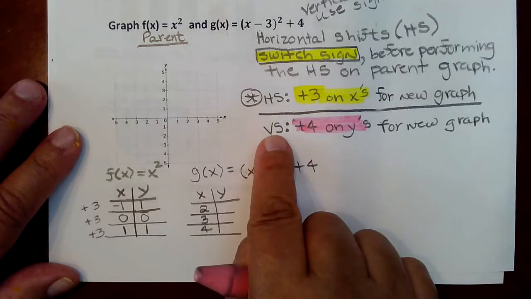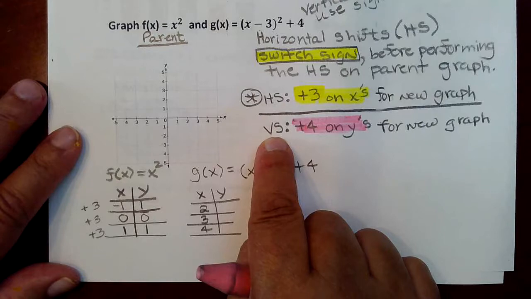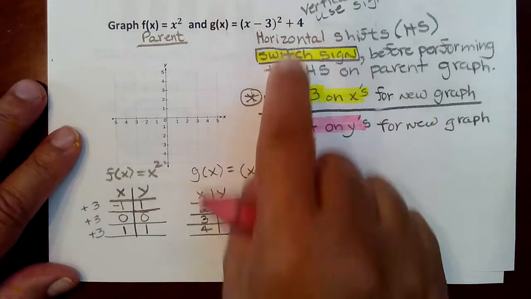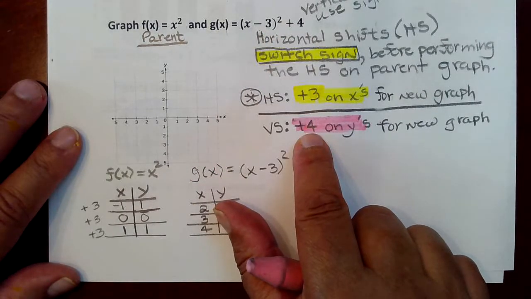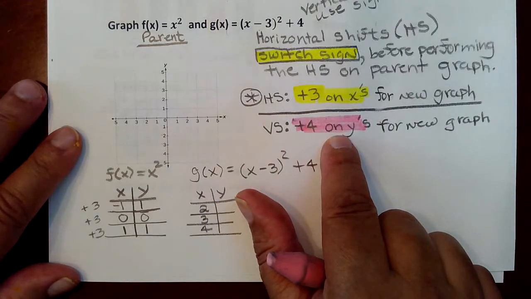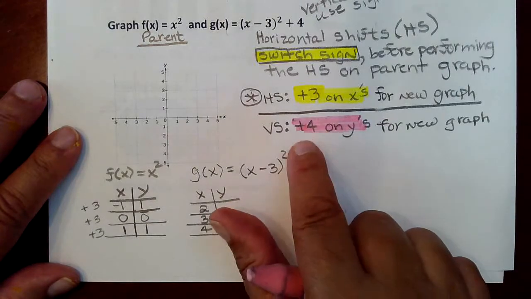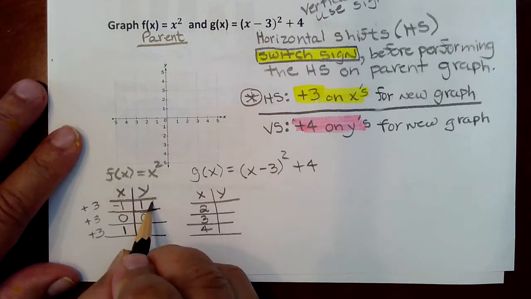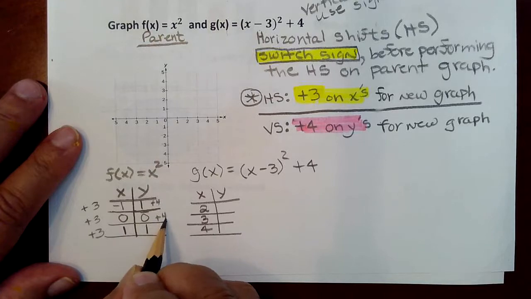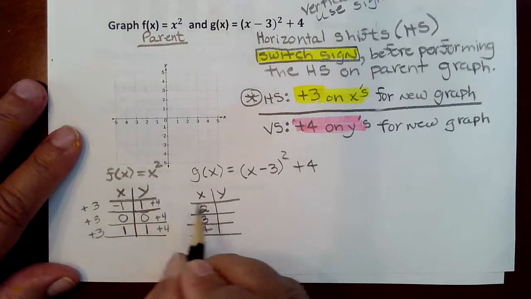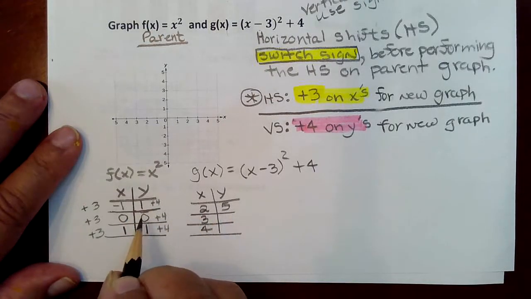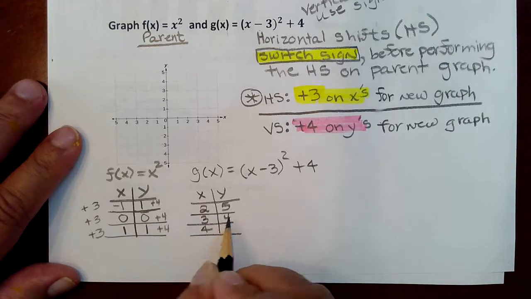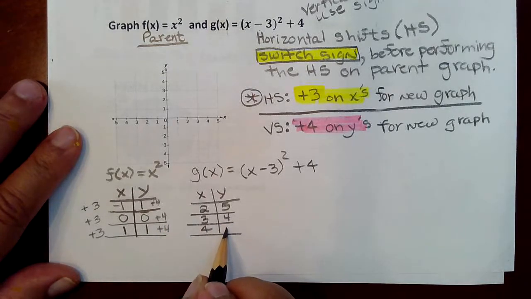The other thing we're supposed to be doing is a vertical shift. We're using a +4, which came from there, and we're using that +4 on our y values in order to act upon the vertical shift that we're supposed to perform. On what y values? The y values in the parent table. So very simple. We're going to be adding 4, adding 4, adding 4. So 1 plus 4, 5. 0 plus 4, 4. 1 plus 4, 5.